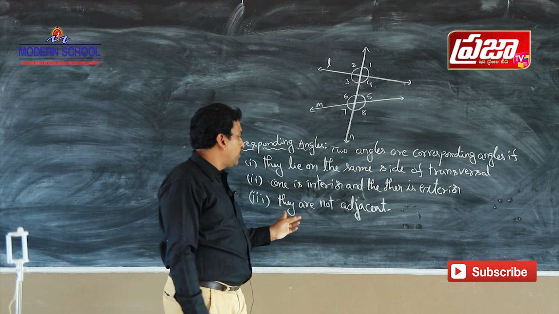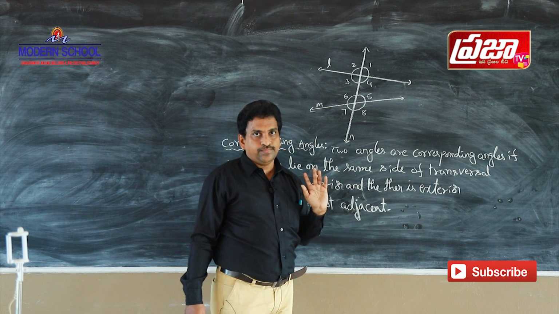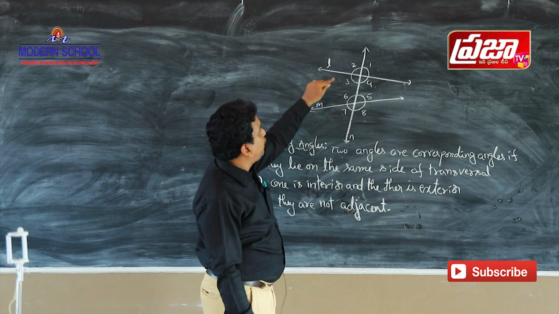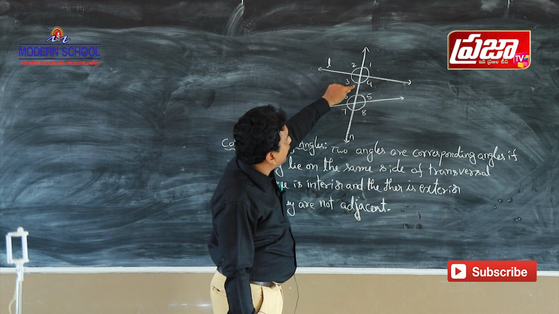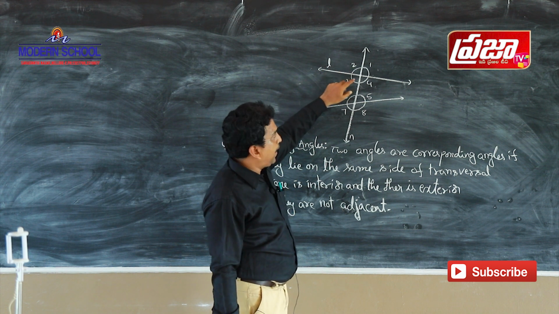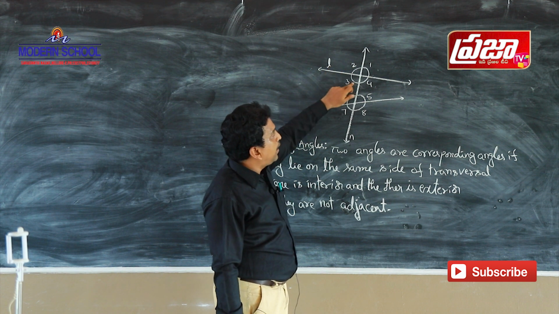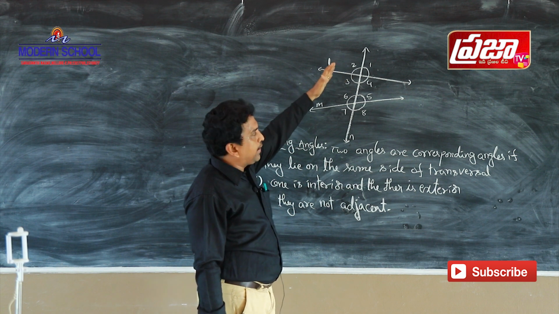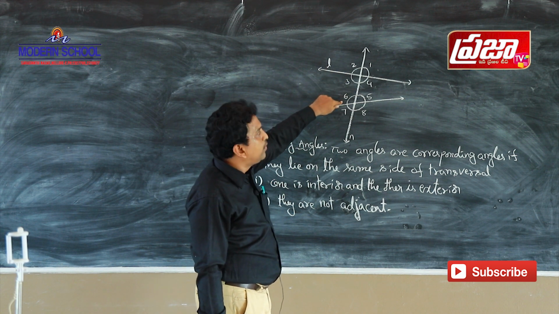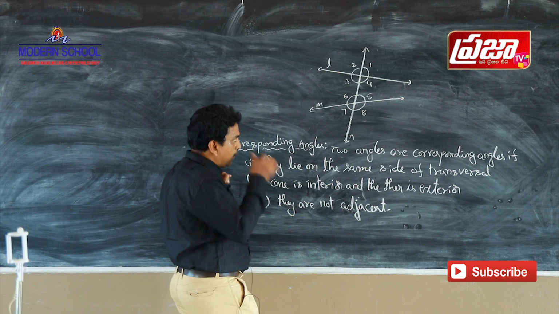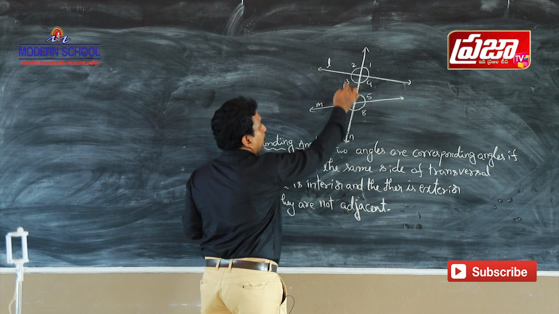Now come to third point, they are not adjacent. Angle 3 is adjacent to angle 2. That's why eliminate angle 3, only angle 6 remains. So the corresponding angle to angle 2 is angle 6.